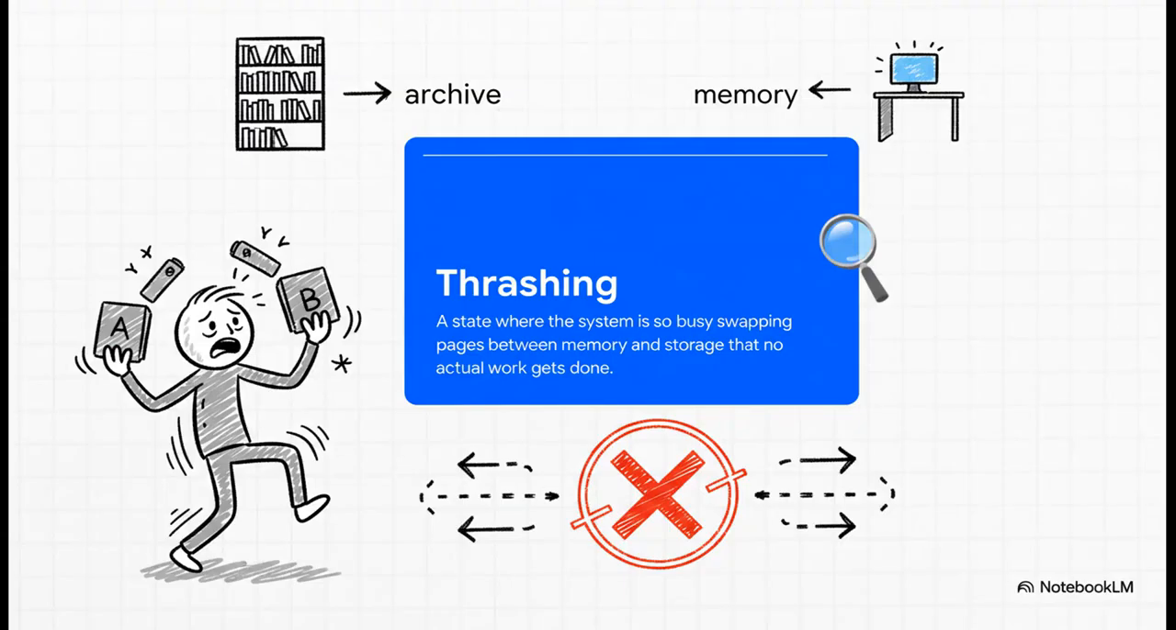Thrashing is just pure chaos. Imagine this. You need page A. To make room, the librarian grabs it from the archive and puts page B back. But the very next thing you ask for is page B. So the librarian runs back, gets B, and puts page A away. Then you need A again. The librarian is now spending 100% of their time just running back and forth, swapping pages, and 0% of their time actually helping you get any work done. The entire system just grinds to a halt.